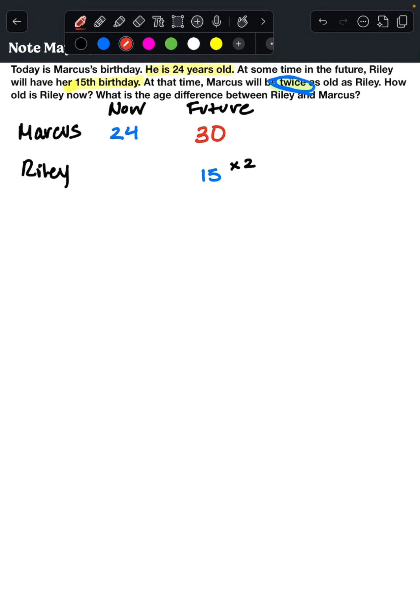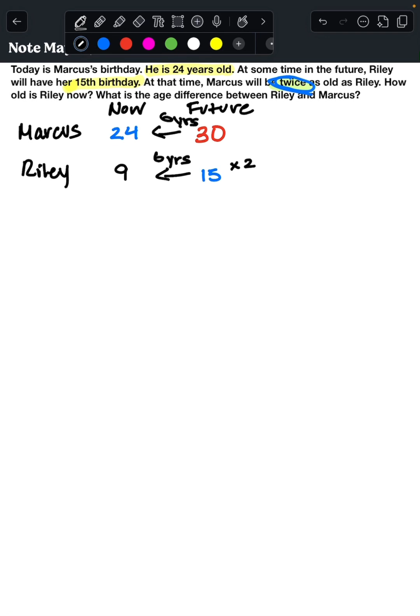Well, we're going to skip our first question to figure out how old Riley is now. The age difference between the two is 6 years, because that's the difference between 24 and 30. And going back to our first question, how old is Riley now? Well, time does not change, so it will also be a 6-year difference. So Riley is currently 9 years old.